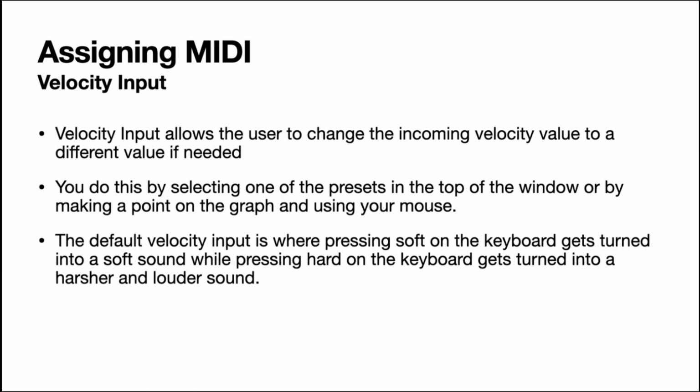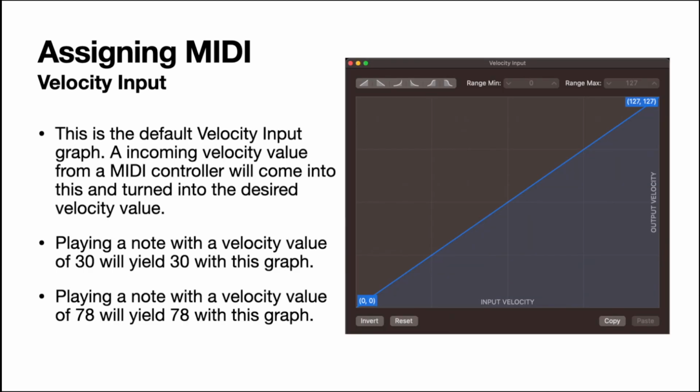Velocity input really just allows you to change the incoming velocity value to a different value as you need to. Just pause this PowerPoint whenever you need and look through it. I, of course, will be sending this out with everything else. You can do this by selecting one of the presets at the top of the menu. So for example, there's the presets at the top left of the image, and you can see this is a default velocity input. Let me show you this really quick.